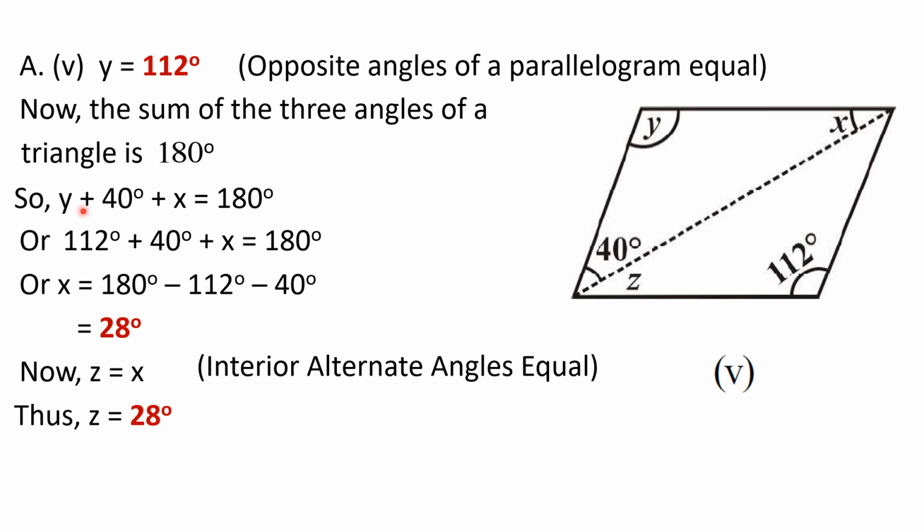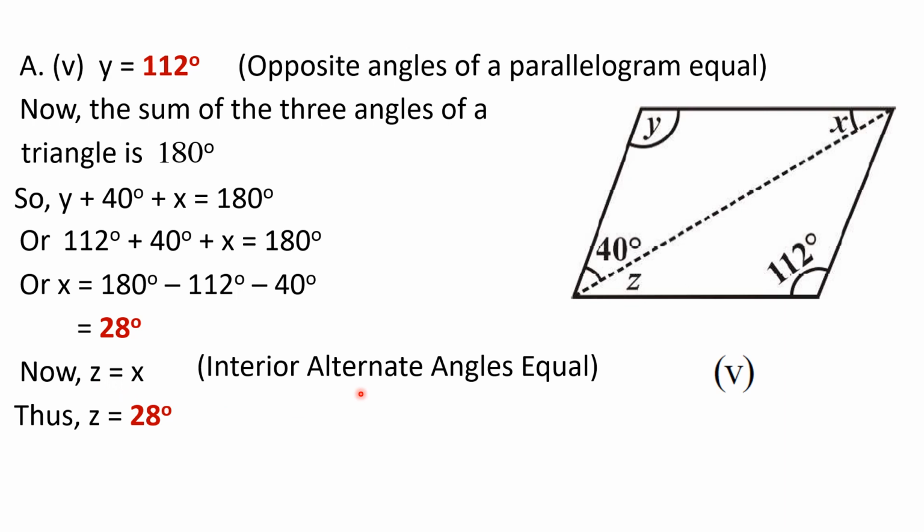So y plus 40 plus 40 plus x, this triangle. We are taking this triangle. So y plus 40 plus x is equal to 180 degrees. So y is 112 plus 40 plus x is equal to 180 degrees. So x is equal to 180 degrees minus 112 minus 40. So it becomes 28 degrees. So x is equal to 28 degrees.